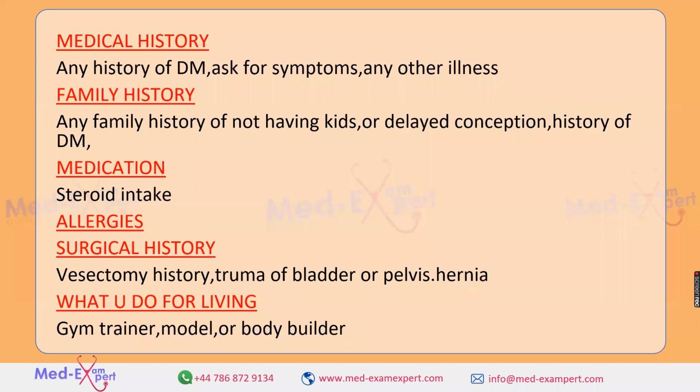Then you will take the medical history: any illness you have, any family history, any medication you are taking, allergies, surgical history, and what you do for a living, very important. You can ask about the symptoms of diabetes if he is not already diagnosed. And you need to ask about this very important question.